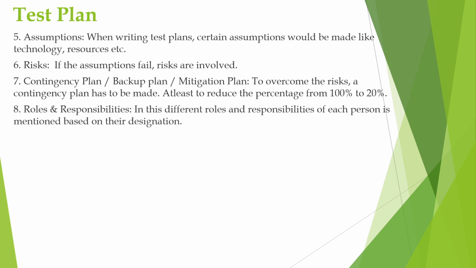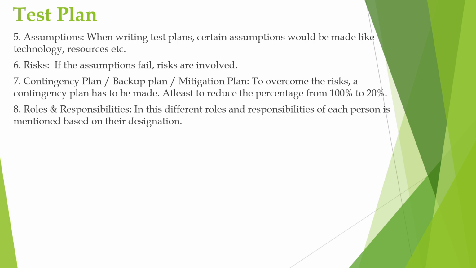Next section is risks. If the assumptions fail, then risks are involved. Risks like the test engineer may leave the company. Like this, there will be so many risks. Next section is contingency plan, or the mitigation plan, or the backup plan. In order to overcome the risk, a backup plan has to be made. At least it can reduce some percentage of loss, that is from 100 to around 20%.